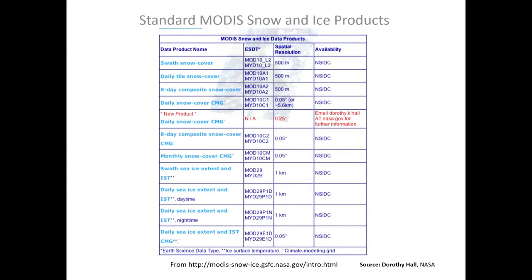Using this approach, different snow cover area products are available. Most widely used is the MODIS snow cover product, that is MOD10A1 or MOD10A2. These are of different spatial resolution and different products. This is the daily snow cover product, and this is the 8-day composite snow cover product.